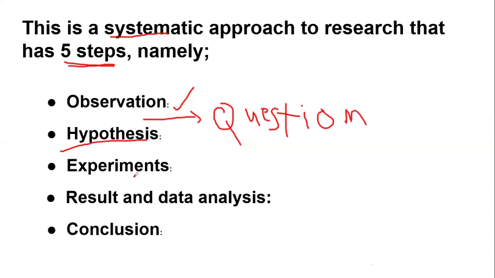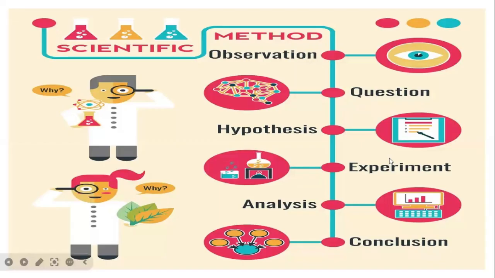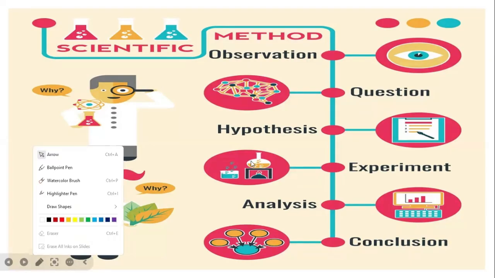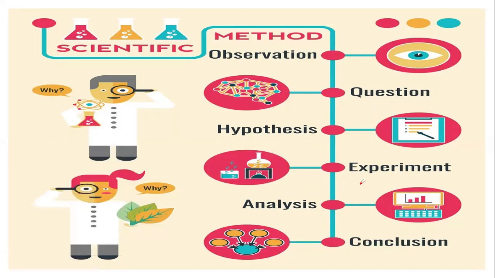Now let's go over each one of these. We have these 5 steps in the scientific method. The first one is the observation. Then you ask yourself a question. After you ask yourself a question, you create what we call the hypothesis. And then after creating that hypothesis, you do an experiment, you analyze and collect your results, and then you conclude. So I'll give an example now of the scientific method.